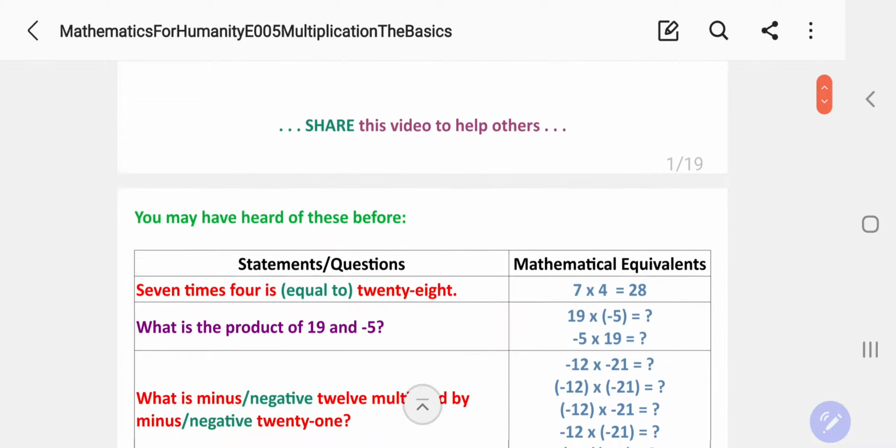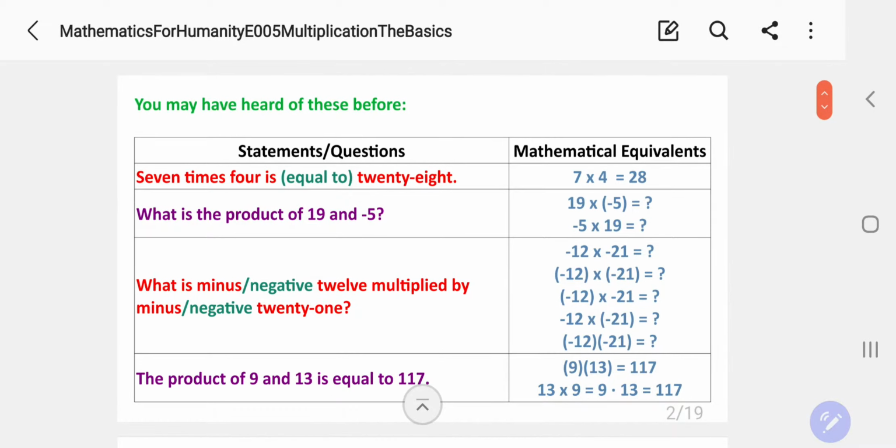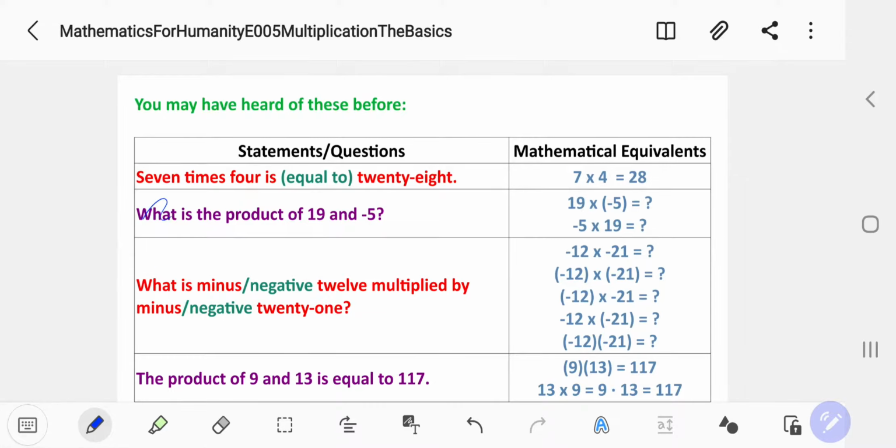So we start with translating words to mathematical equivalence. For example, you have here this one. 7 times 4 is 28, or 7 times 4 is equal to 28, or 7 por 4 kay 28. The mathematical equivalent for that is this one. 7 times 4 equals 28.